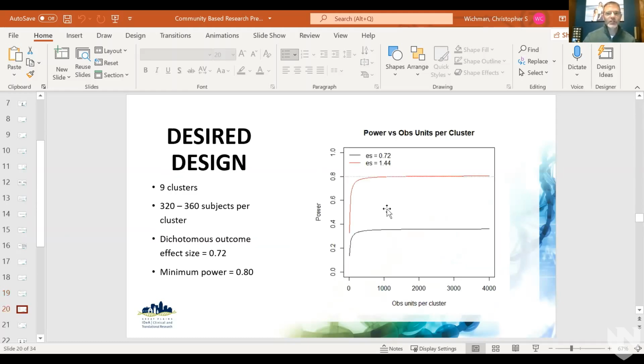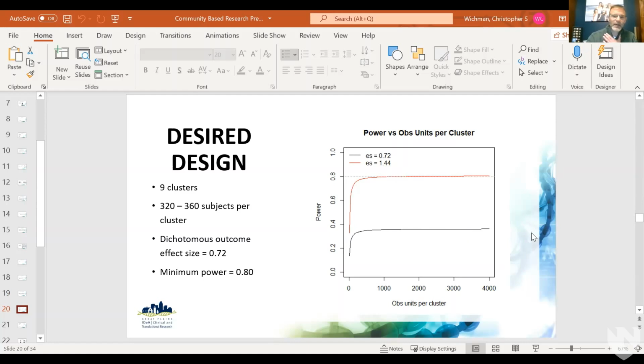So if I do this as a clustered design, as delineated here on the left, and I shoot for a desired minimum power of 0.8, you can see in this black curve, which is the effect size of 0.72, by the time I get to 1,500 observational units per cluster, I have flatlined. I am at 36% power, and I will never go up. I can throw in 100,000 people in every one of these clusters, and the power will never increase.